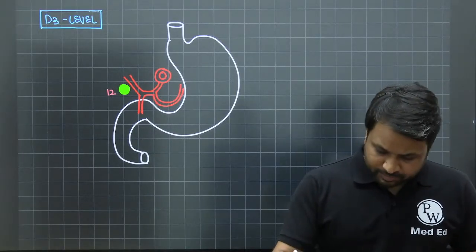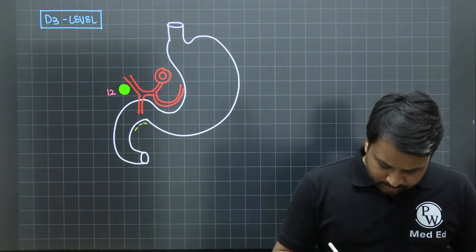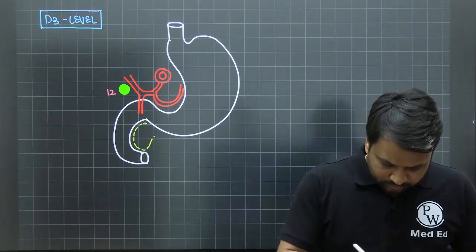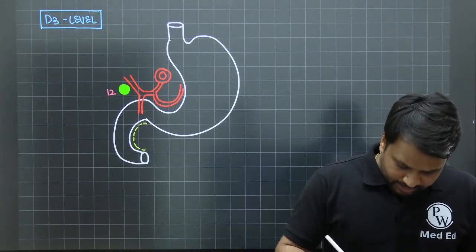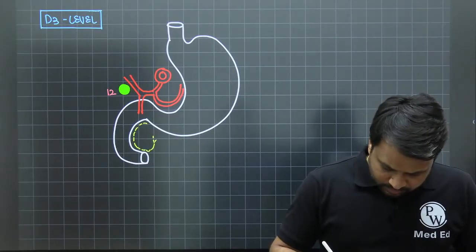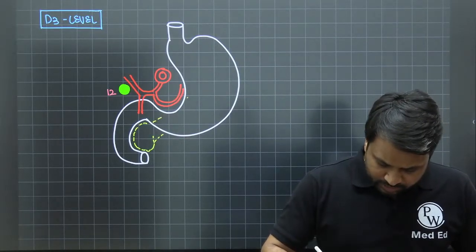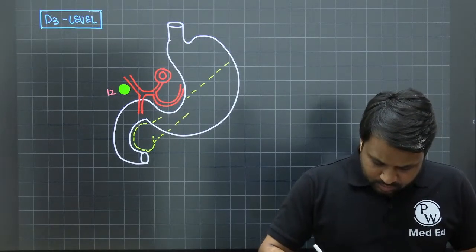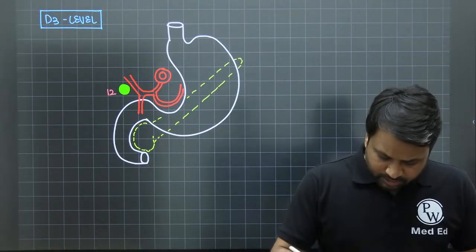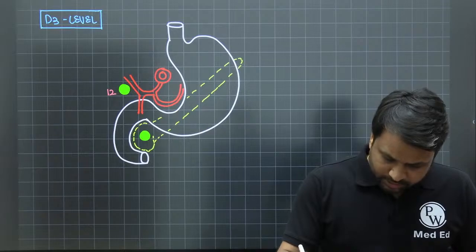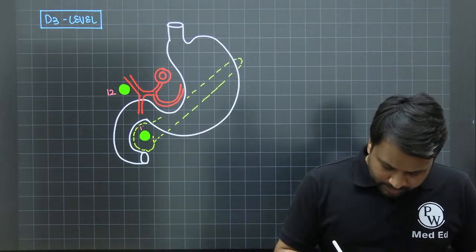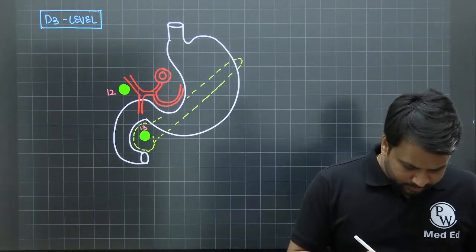Then you have the pancreas, which is present here. Behind the pancreas, the lymph node that you have is going to be here. Behind the pancreas, it is your station number 30. So retropancreatic is your station number 30.